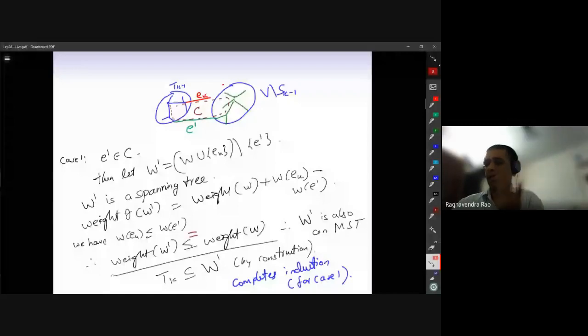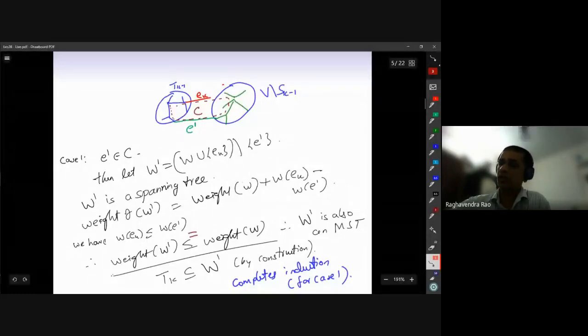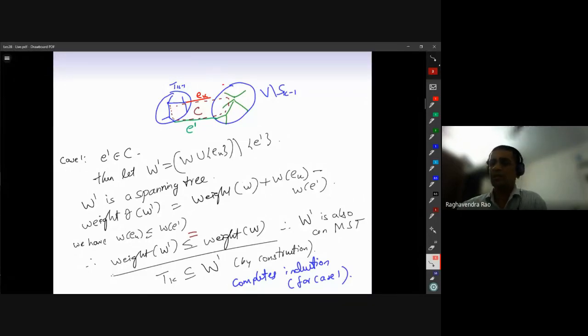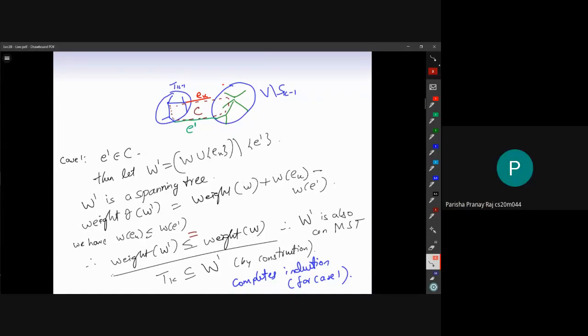So the first doubt, at least I have, is why is it? Looking at this picture, there has to be an edge across, right? So it is E prime. So why is E prime not in the cycle? What happens if E prime is not in the cycle? There might be an edge in the cycle which is higher weight than E prime.